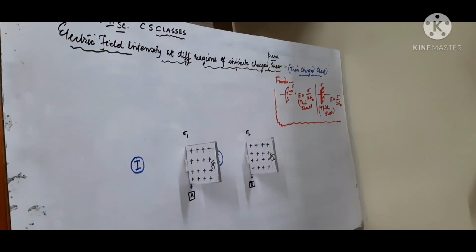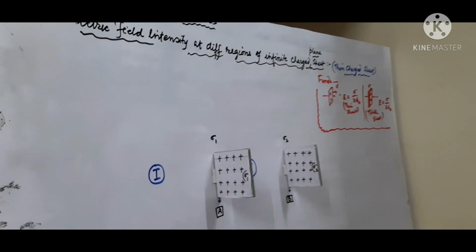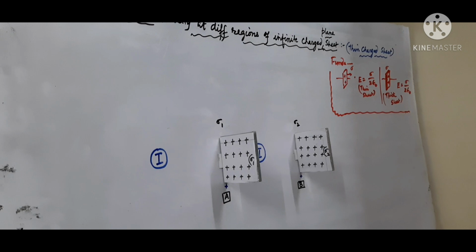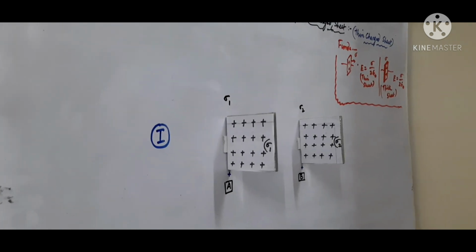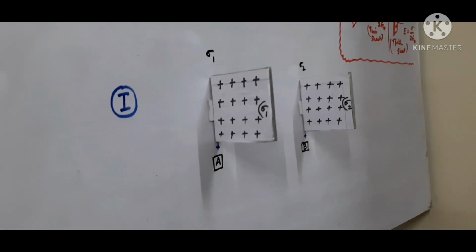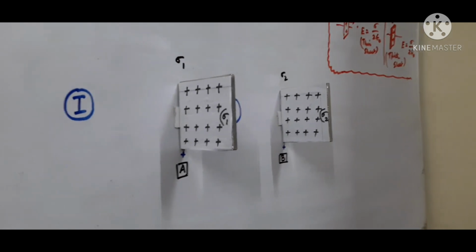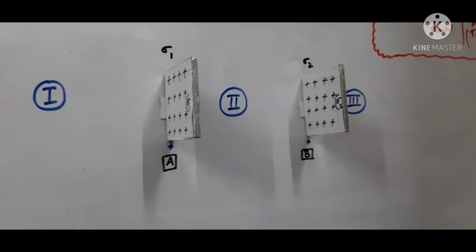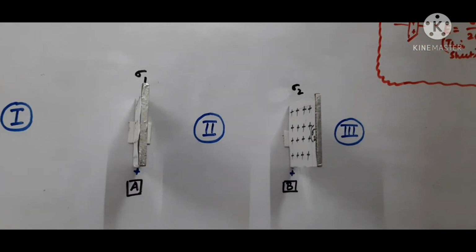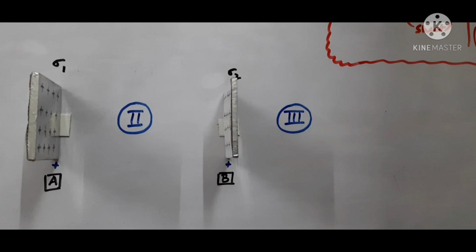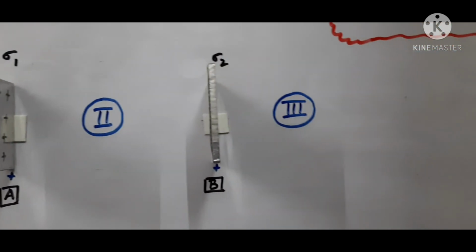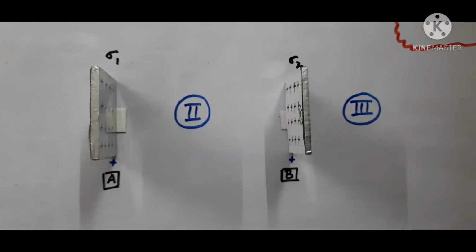Electric field intensity at different regions of infinitely charged plane sheet. This is the thin plane sheet. Two plane sheets are there, sheet A and sheet B. We have to find the electric field intensity at these three places, region 1, 2, 3.